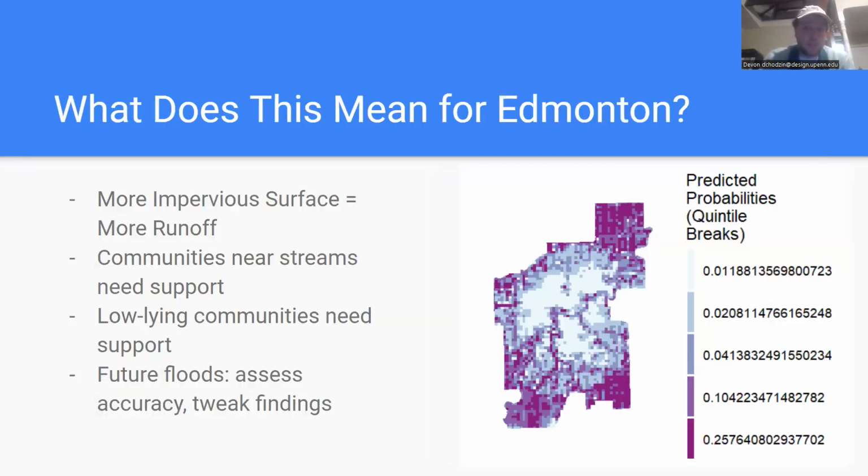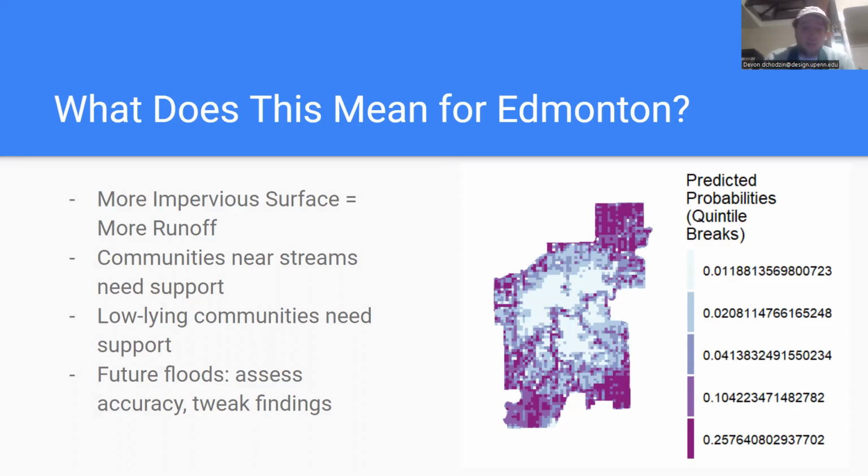What does this mean for a place like Edmonton? Well, we ran the model, and here's what we got. These white areas, again, low probability of flooding, purple areas a little higher. These low probability areas have more impervious surface and thus have more runoff. These are parts of the center city. And then running through it, you can see the river here. Riverbank communities are most likely to experience flooding, and then low-lying communities in those riverbanks are likely to experience flooding, and other parts of the city are likely to experience flooding in their own way.